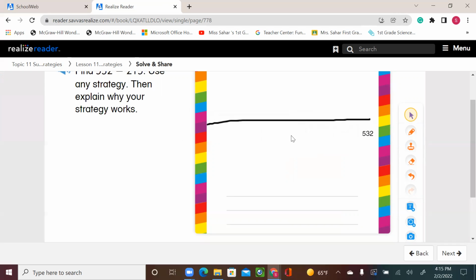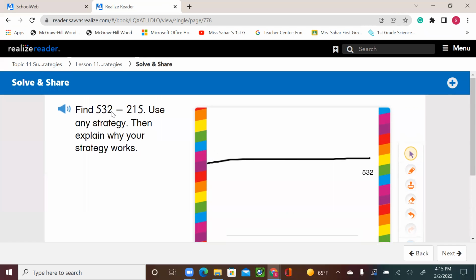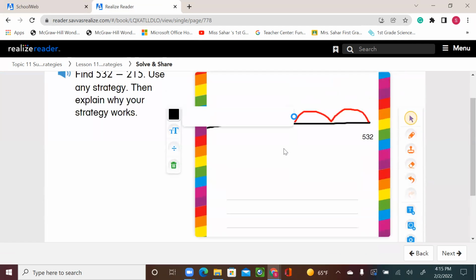So let's see. First, I'm going to subtract 200. I can do it either in one jump or two jumps. I'm going to go for two jumps. So this is 100, and that's another 100. So let me write down minus 100 and minus 100.